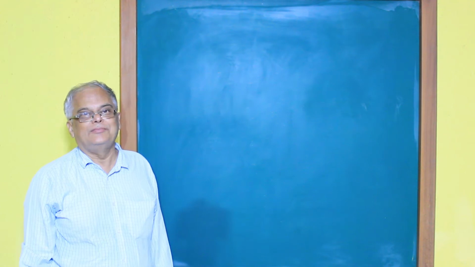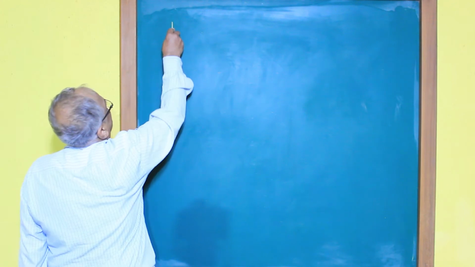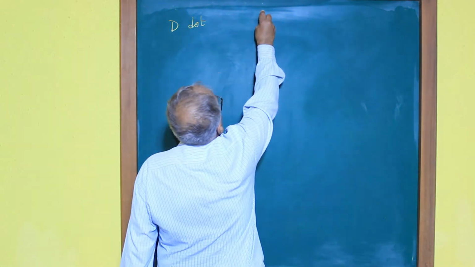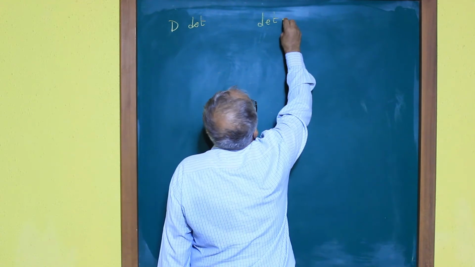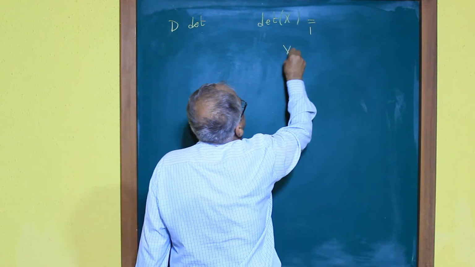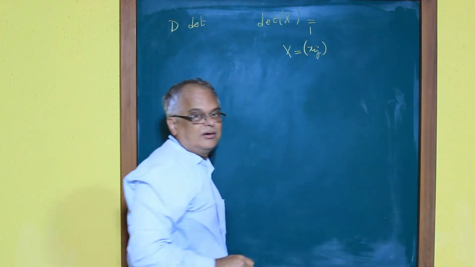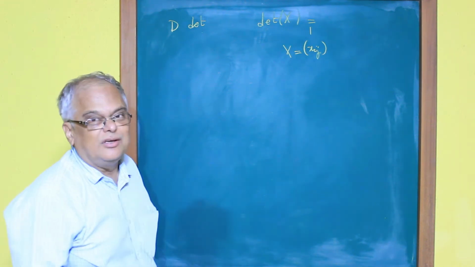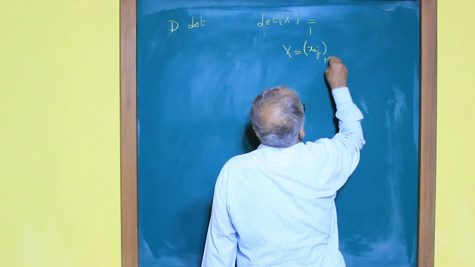So we have an understanding of what I mean by the derivative of a determinant. Derivative of a determinant, where the determinant, what is the definition of the determinant of a matrix X? X is the matrix X_ij, where X_ij are the entries of the matrix X. So we know that the definition of the determinant is a summation. This is an n by n matrix.